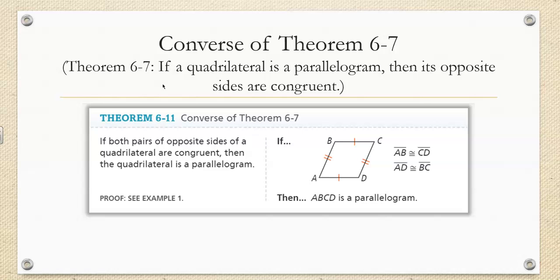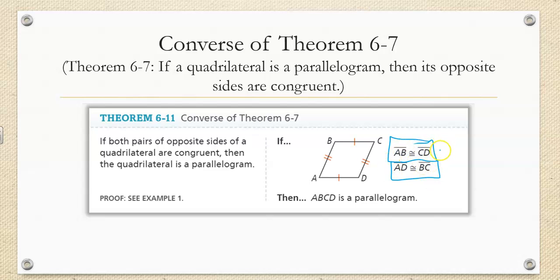The converse of Theorem 6.7 states that if both pairs of opposite sides of a quadrilateral are congruent, then the quadrilateral is a parallelogram. So this is the converse of what we did in the previous section. The previous section said if a quadrilateral is a parallelogram, then its opposite sides are congruent. So now we're saying we don't know if it's a parallelogram, but we do know opposite sides are congruent.